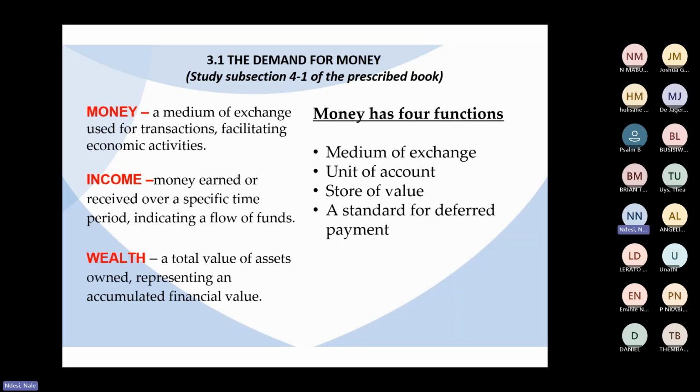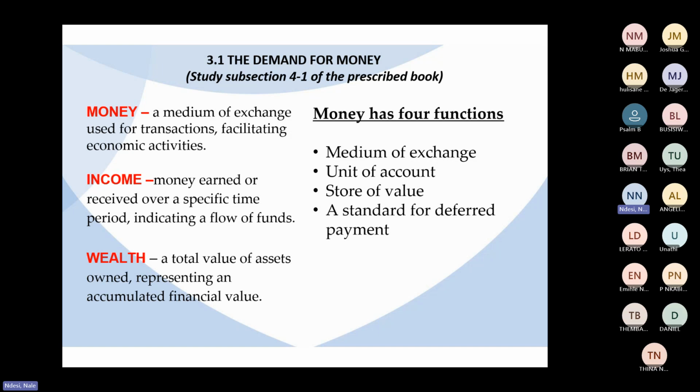So now let's look at the demand for money, which is 3.1 in your study guide and 4.1 of your prescribed textbook. The first thing you need to understand is that the demand for money refers to the need by economic participants to keep money and have it available. This is referred to as their liquidity preference. Remember from Economics 1, the economic participants we should be talking about are your households and firms.